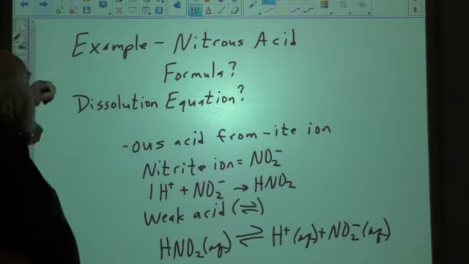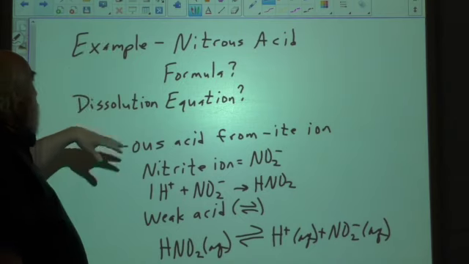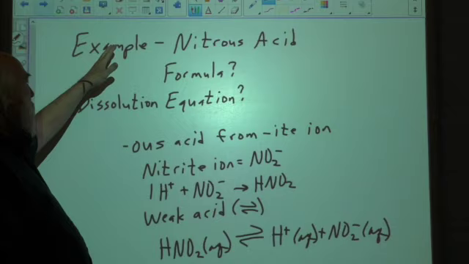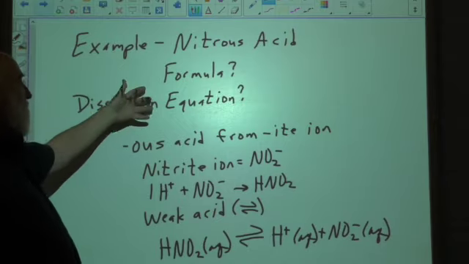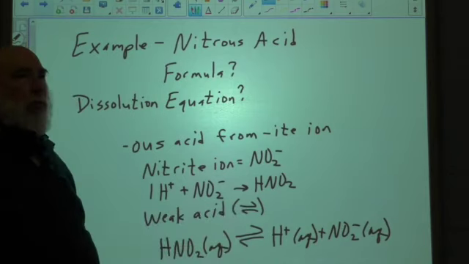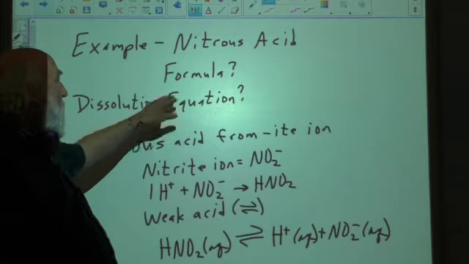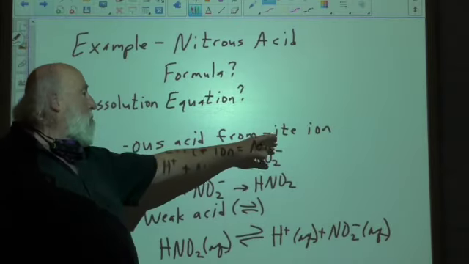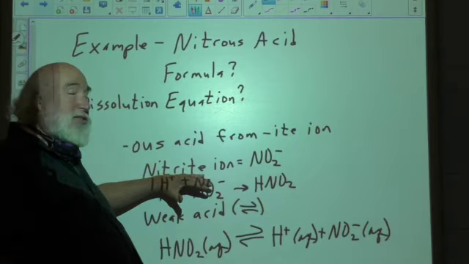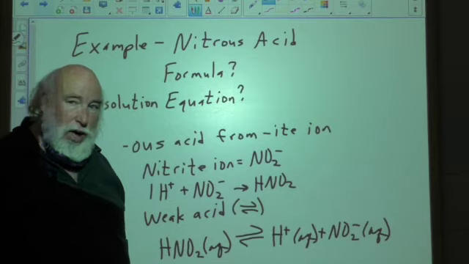Oh, yeah, one more thing I want to talk about, that we'll deal with later. For example here, what is the formula for nitrous acid and what is the dissolution equation for it? Okay, we talked about how you name acids. If it ends in OUS acid, we said it has to come from the ITE ion. So this comes from the nitrite ion. You look that up in the polyatomic ion chart, and it's NO2 negative.